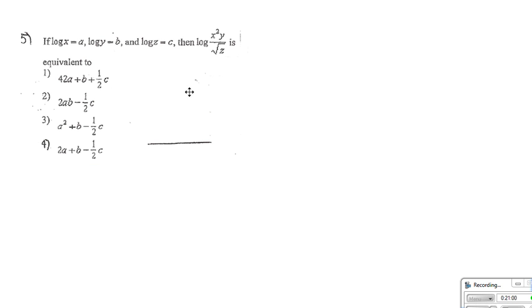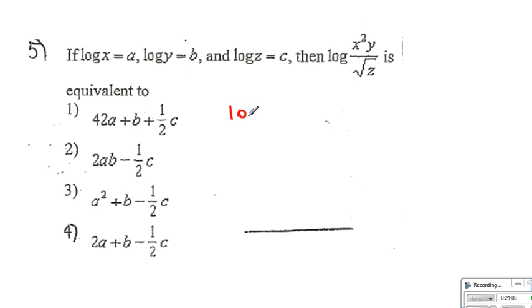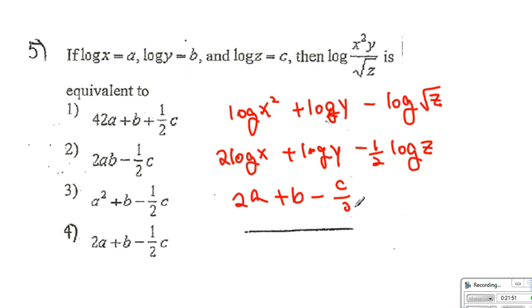Similar way here, log of x squared plus log of y minus log of square root of z. Now, when 2 comes out, then we have log of x multiplied by 2, but y is the same as it is, and minus the square root as an exponent becomes 1/2, which comes to the front. Then we are ready to substitute a, b, and c. So we have 2a plus b minus c over 2. Then we end up getting choice number 4 becomes our answer.